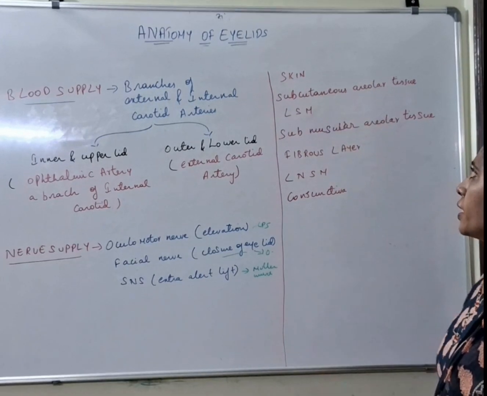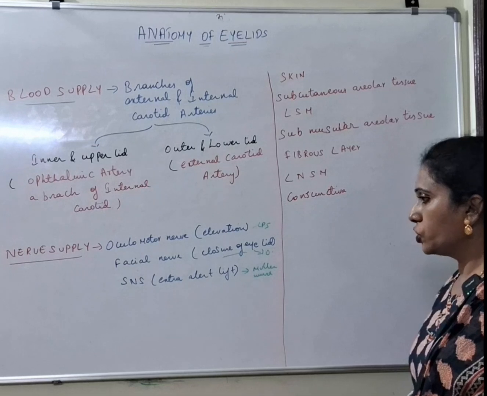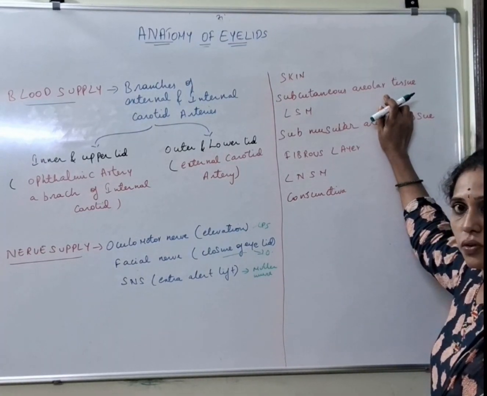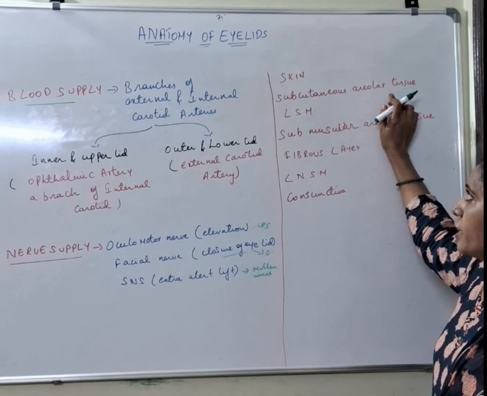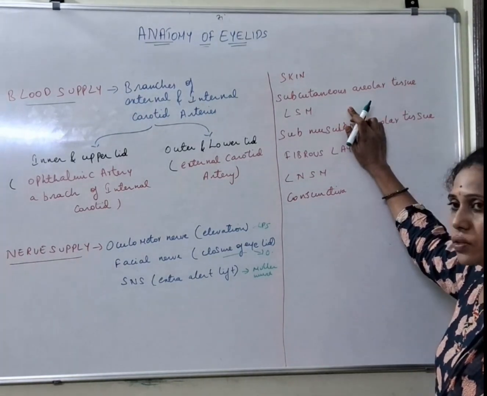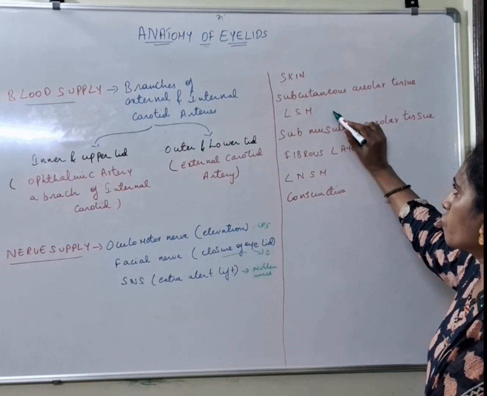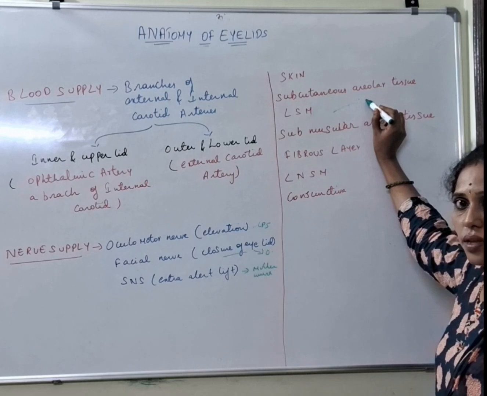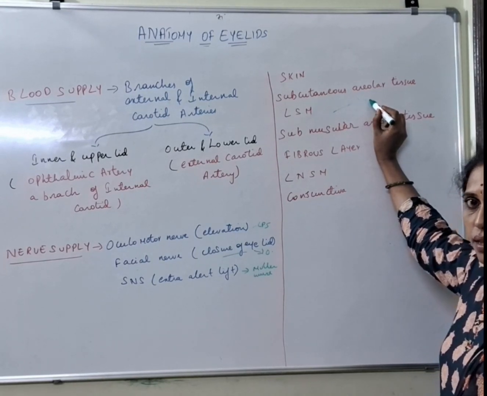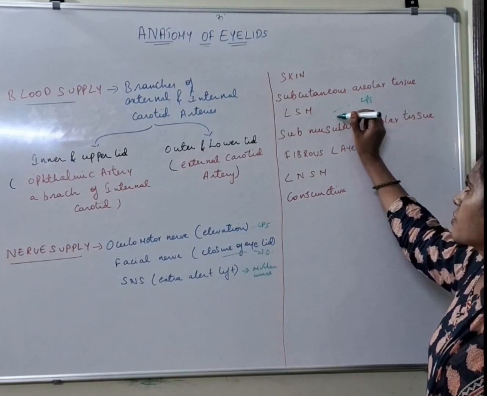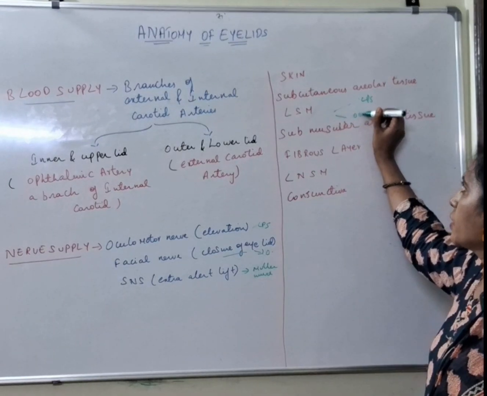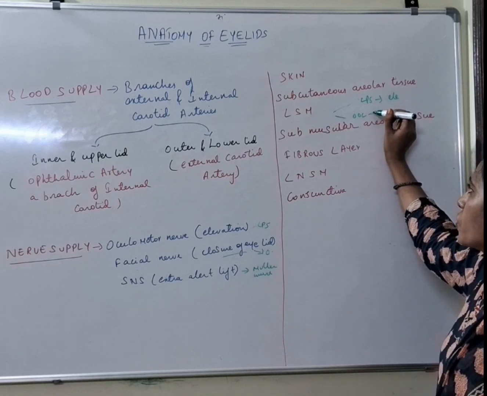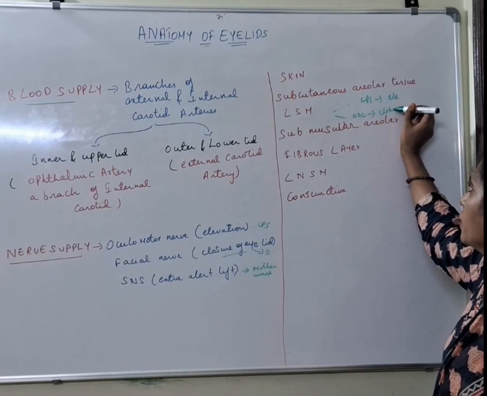And coming to the second layer, it is the subcutaneous areolar tissue. This layer is nothing but the connective tissue which gives support to the layers. It contains no fat in it. And coming to the third layer, it is the layer of striated muscles. This is voluntary and it contains two types of muscles: one is the levator palpebrae muscle and the other is the orbicularis oculi muscle. Levator palpebrae muscle is used for elevation and orbicularis oculi muscle is used for closure of the eyelid.